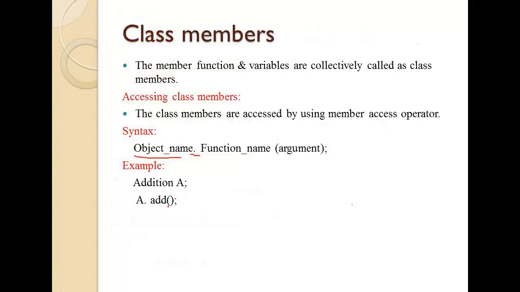Name may be one of the functions, right? So the syntax is object name dot function name. Within brackets we may or may not have arguments, depending upon the function which we have created. So this is about the class members: the member functions and member variables together are called class members.